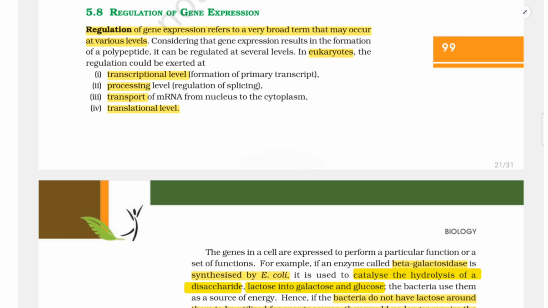5.8 Regulation of gene expression. Regulation of gene expression refers to a very broad term that may occur at various levels. Considering that gene expression results in the formation of a polypeptide, it can be regulated at several levels. In eukaryotes, the regulation could be exerted at number 1, transcriptional level, that is formation of primary transcript; number 2, processing level, that is regulation of splicing; number 3, transport of mRNA from the nucleus to the cytoplasm; and the last, number 4, translational level.